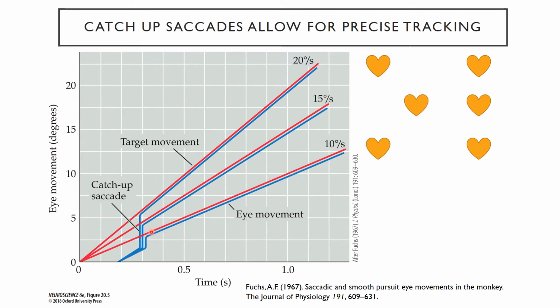And then we can track at different speeds. The eye is moving along with the object. It's going either slow, medium, or fast. But there's this catch-up saccade that has to occur there. So again, this is more work by Albert Fuchs, described in that same paper from before. Really interesting way that catch-up saccades can allow for very precise tracking of objects in space.